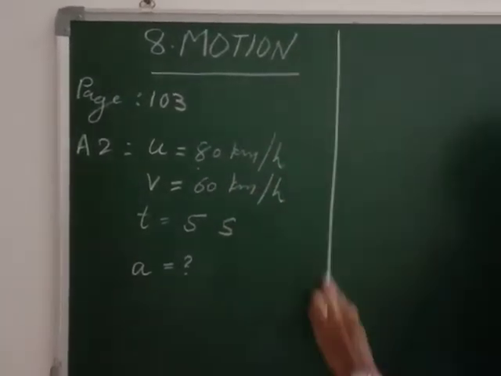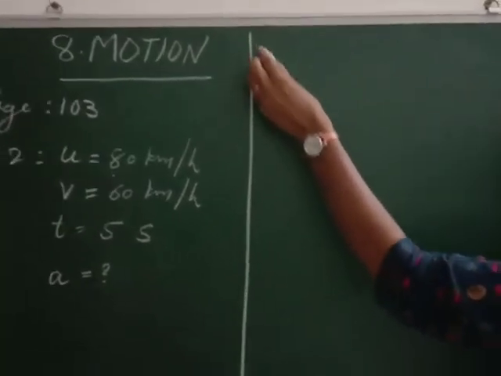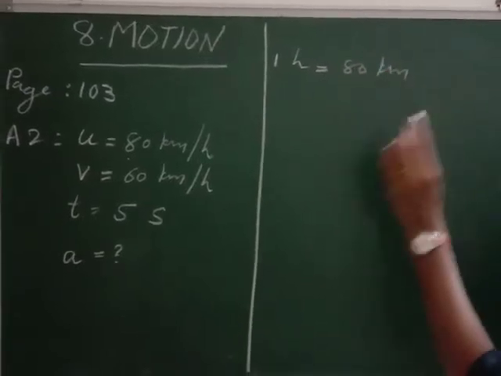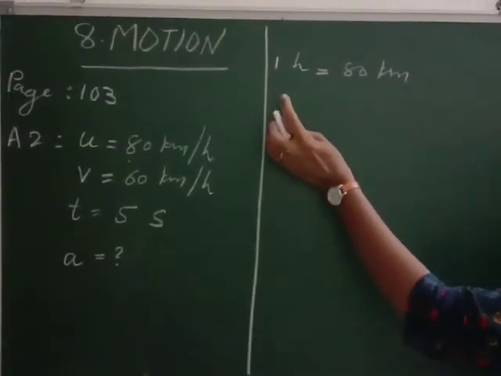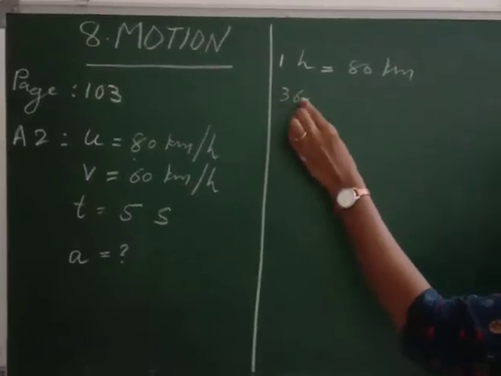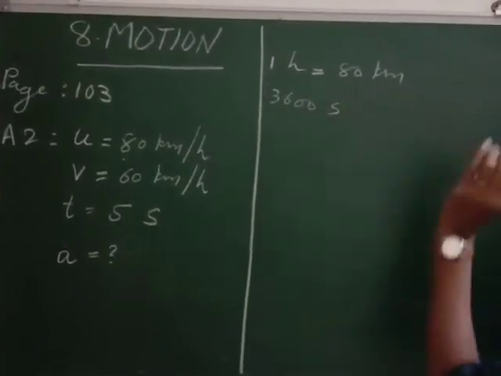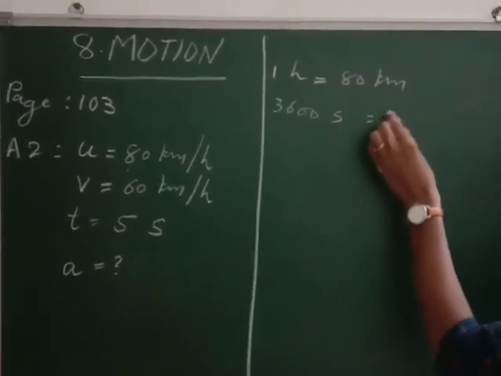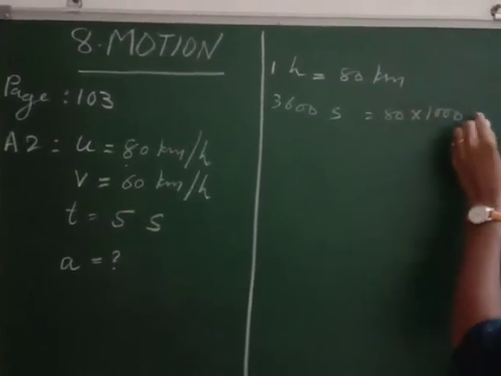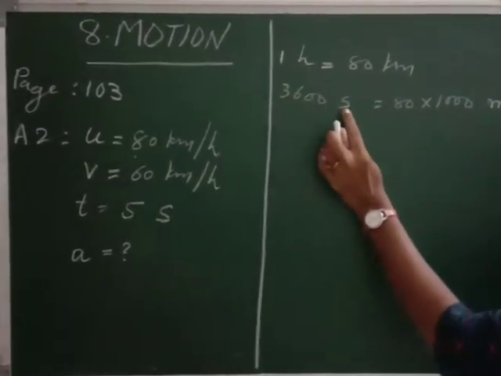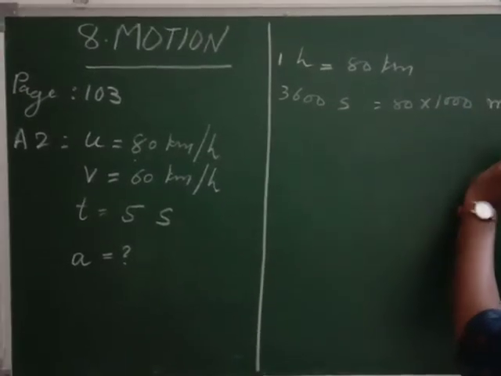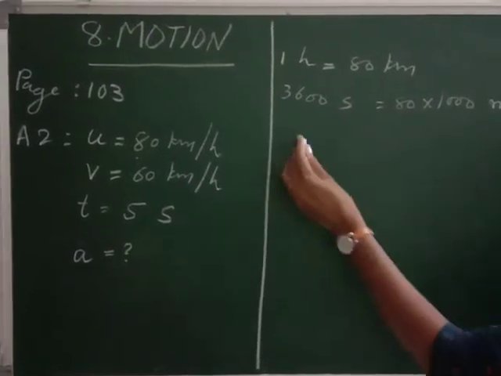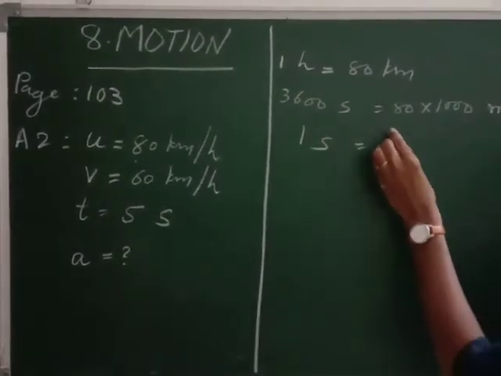Try to understand this. This means in 1 hour, how much distance is covered? 80 kilometer. So how many seconds are there in 1 hour? 60 into 60, that means 3600 seconds. And convert kilometer into meter. So 80 kilometer means 80 into 1000. So now it is meter. So hour is converted into second and kilometer is converted into meter. So in 3600 seconds, this many meters. So in 1 second, it will be how much?